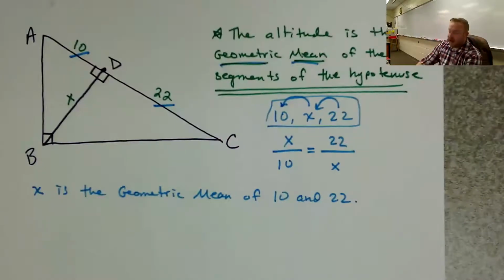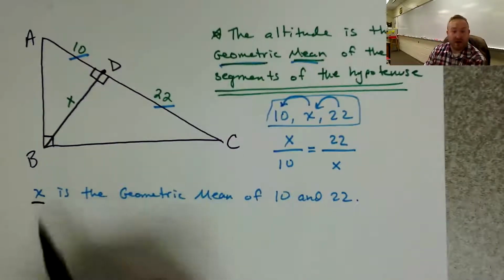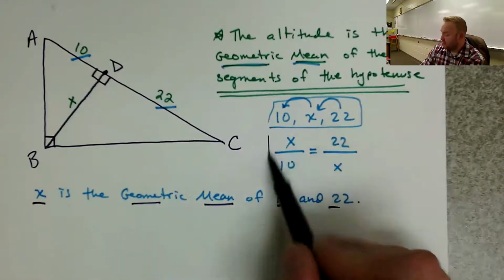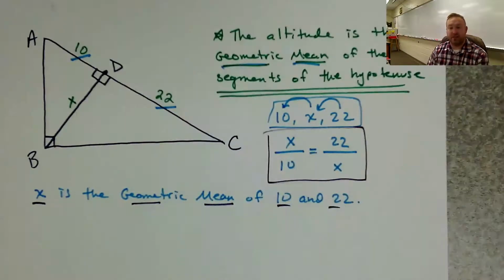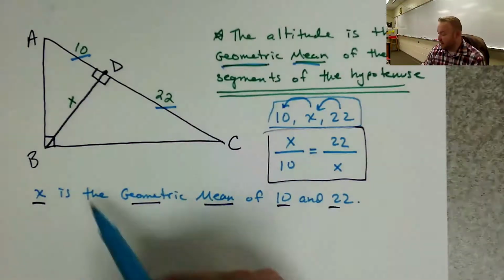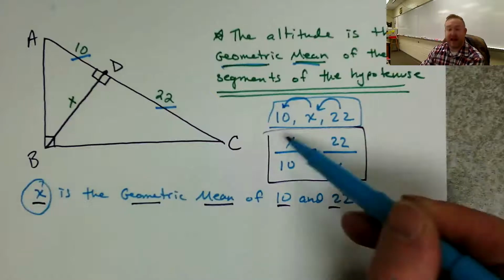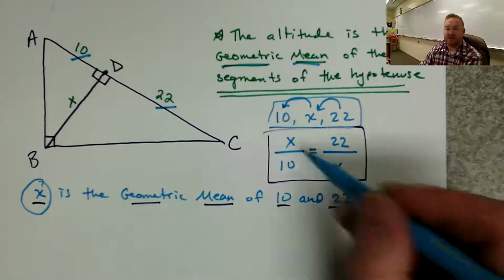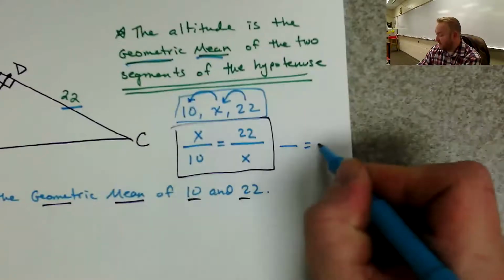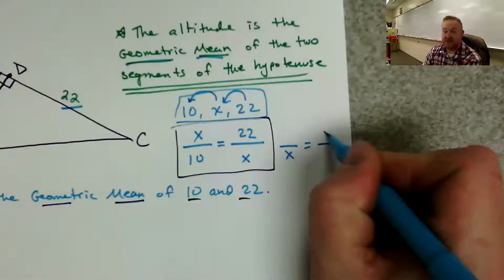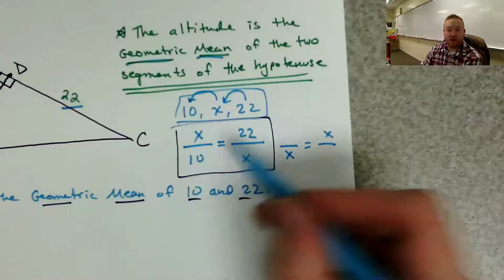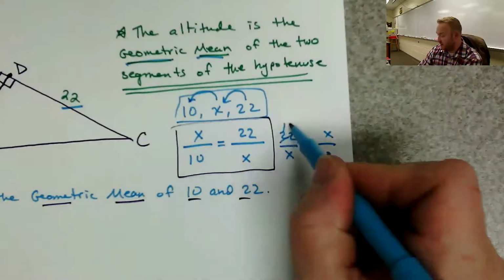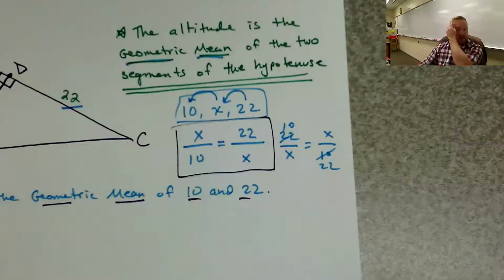So from now on, when I say that one number is the geometric mean of two other numbers, this is how our proportion is going to end up being set up. The number that is the geometric mean is going to be diagonal from itself, and then the other two numbers just fill in the other two spots. And it doesn't matter which diagonal you put the X's in. It doesn't matter where you put the 22 and where you put the 10. You can put the 22 there and the 10 there, or the 10 there and the 22 there. It really doesn't make a difference.